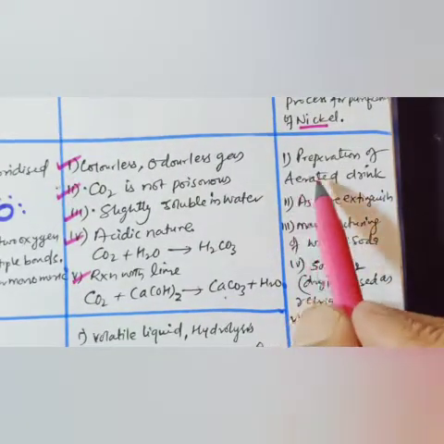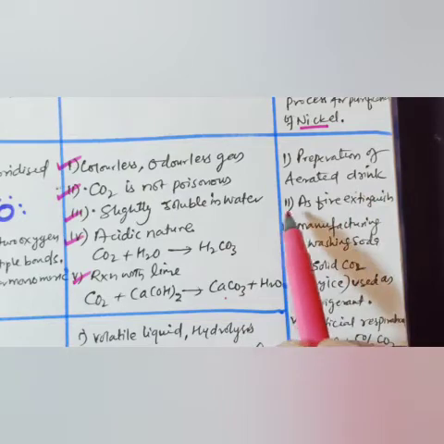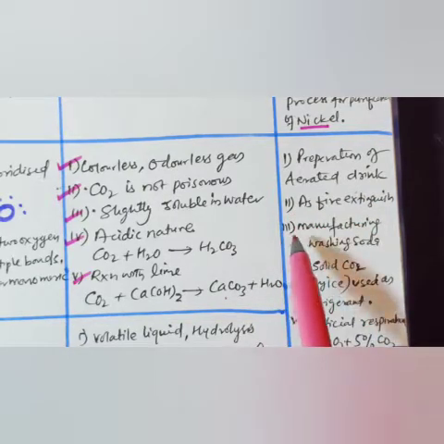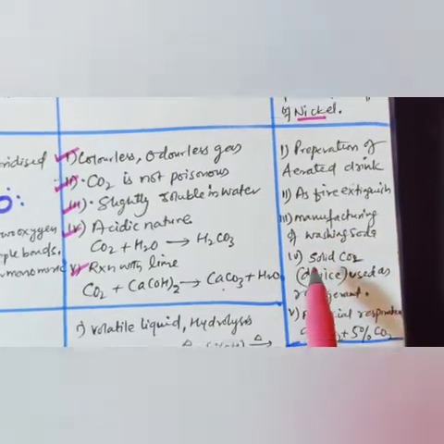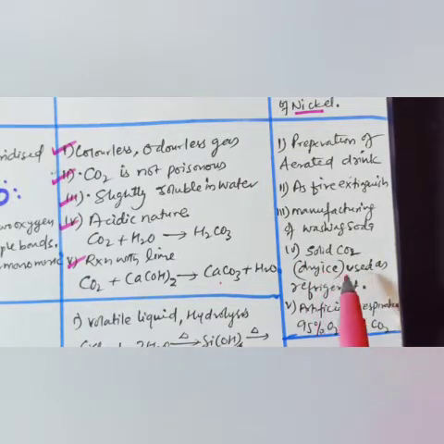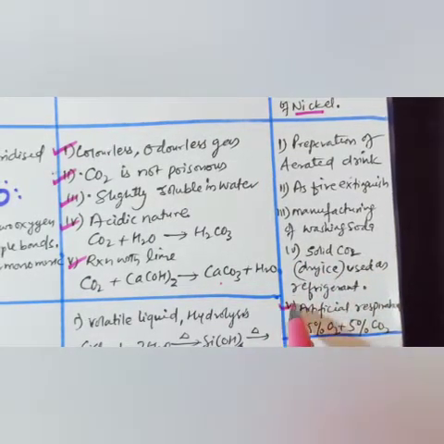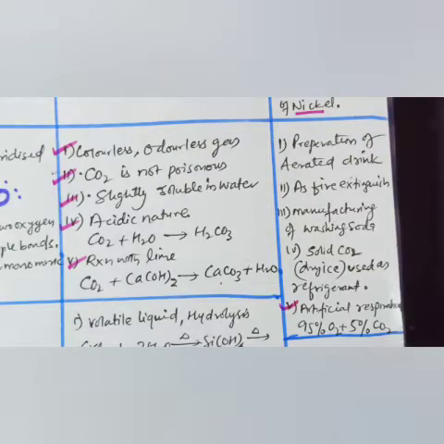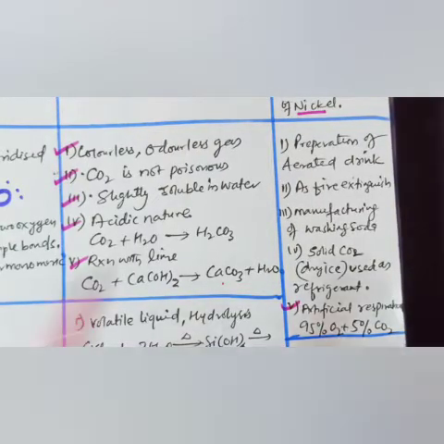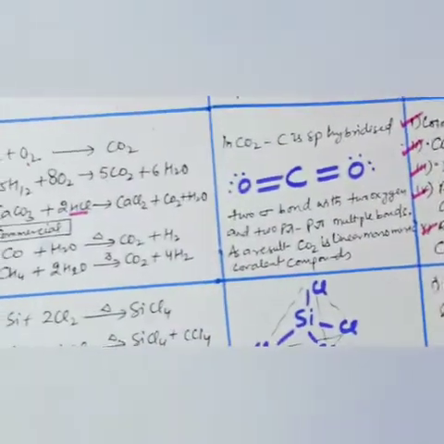It is used in the preparation of aerated drinks, which we drink. It is used as a fire extinguisher. It is used in the manufacturing of washing soda. As a solid, carbon dioxide is dry ice, which is used as a refrigerant. It is also used in artificial respiration, where 95% oxygen and 5% carbon dioxide is used. So these are the two compounds of carbon.